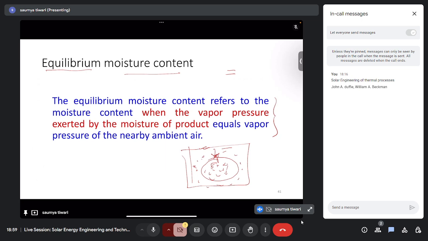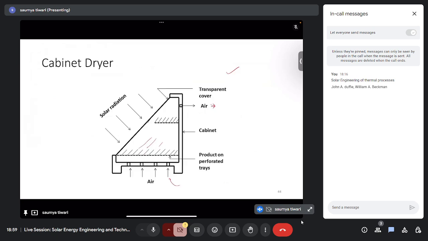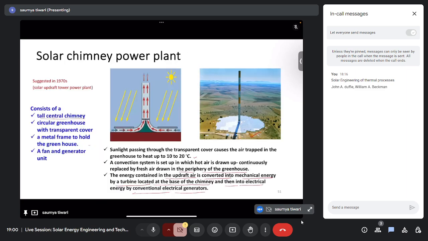And this is the absorption isotherm. When the moisture content increases, your water activity increases, right? During air drying and solar drying, you have these desorption curves. There is some hysteresis involved, so this is the hysteresis curve for the isotherm. I'll not go into much more detail; you can go back to the lecture and watch this.